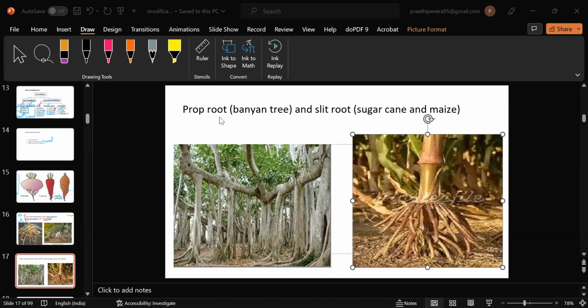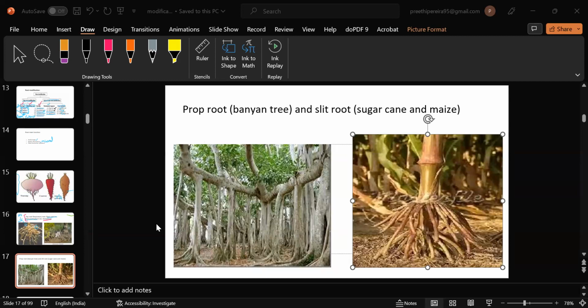These roots are not involved in absorption because the banyan tree is very huge. The branches diversify like anything, growing horizontally everywhere. The plant trunk and the taproot are not able to hold the weight of it. So the branches produce roots just to give support to the plant so that it doesn't uproot. So these are known as prop roots, which are only involved in mechanical support.